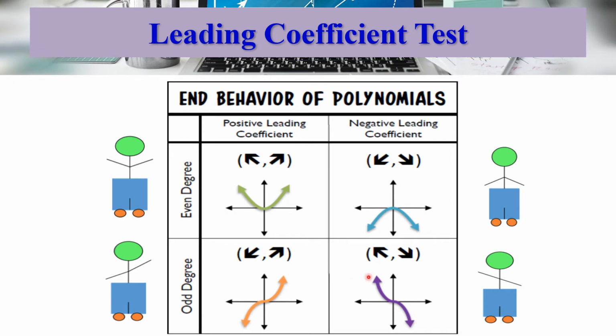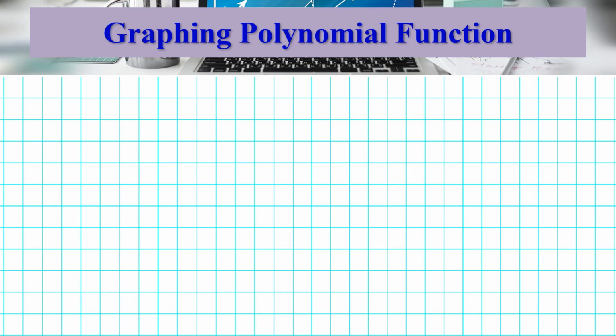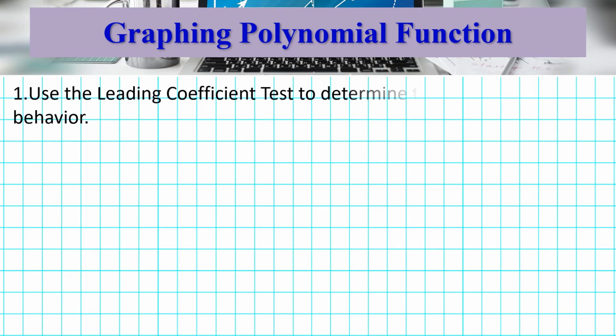So, ito yung ating leading coefficient test. Kapag tapos may graph yung function, ganito dapat magiging itsura. Kapag hindi ganyan ang itsura, based on leading coefficient test, maybe medyo may mali ka dun sa pag-graph mo. Let's have some steps in graphing polynomial function. First step, use the leading coefficient test to determine the graph's end behavior. So, importante yon para alam mo kung paano yung magiging itsura ng graph mo.